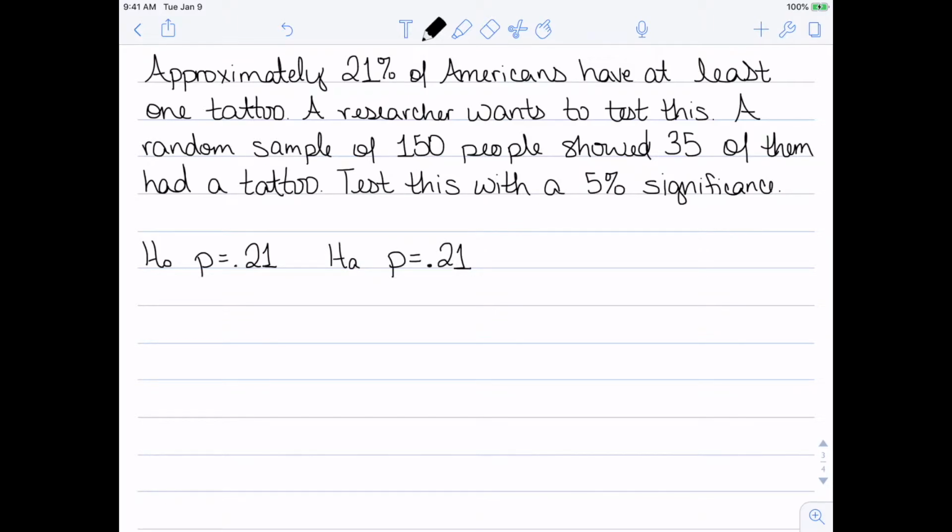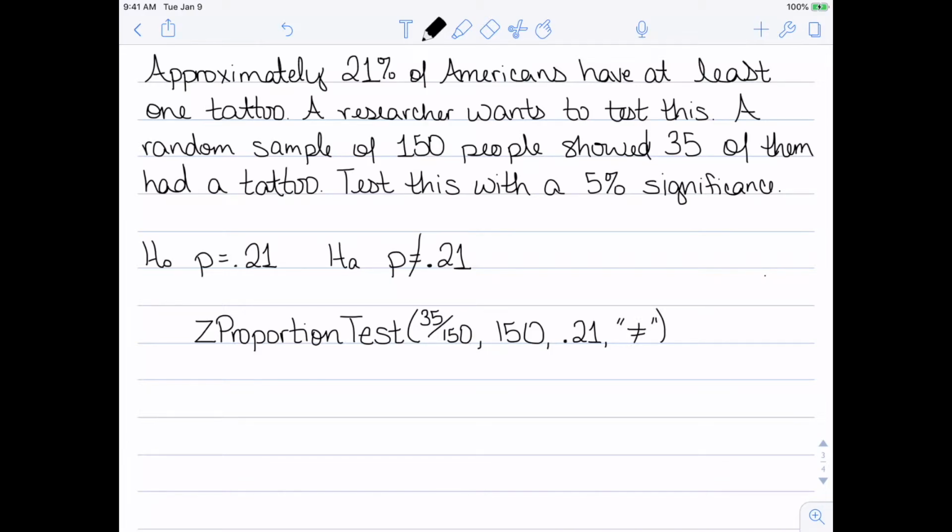Since we're dealing with proportions, we need to use the z proportion test. The first thing we need to enter is the sample proportion, and we had that 35 out of this 150 had a tattoo, so 35 over 150. The sample size would then be 150. We then have our value for H0, which is 0.21. Finally, we have the tail, which is not equal to. And once again, we need to put it in quotations.